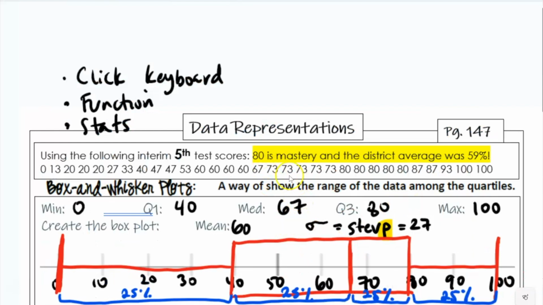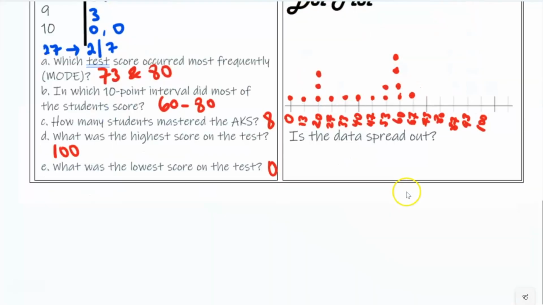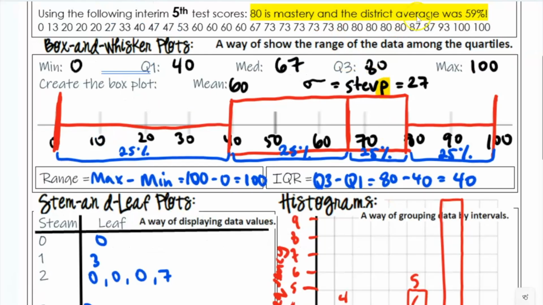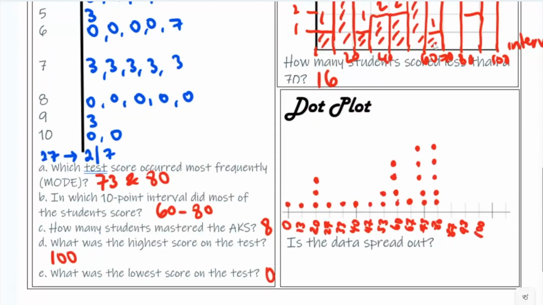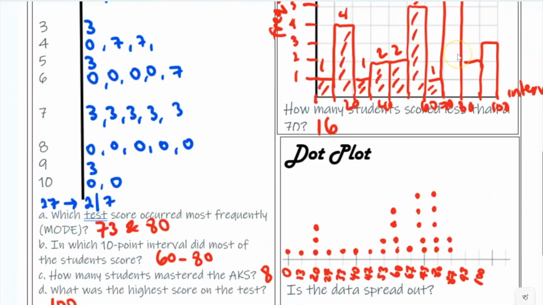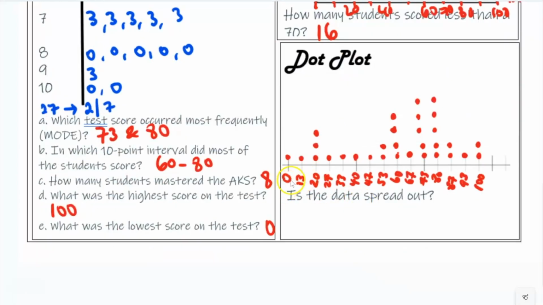73s, 1, 2, 3, 4, 5. 80, 1, 2, 3, 4, 5. So both of those are 5. And again, line them up. 87, 1, 2. 93, 1. And 2 100s. All right, so it's just, again, another representation of saying exactly what score happened how many times.